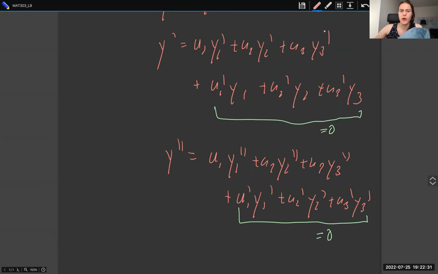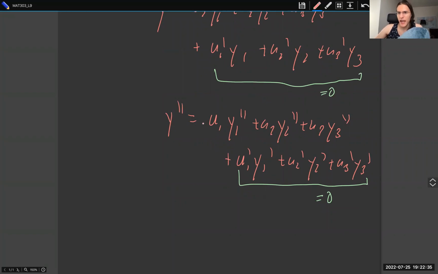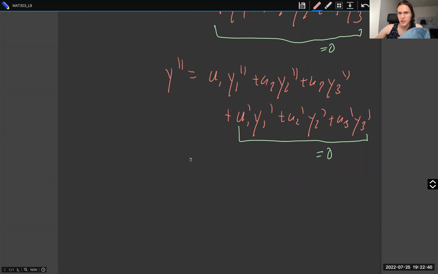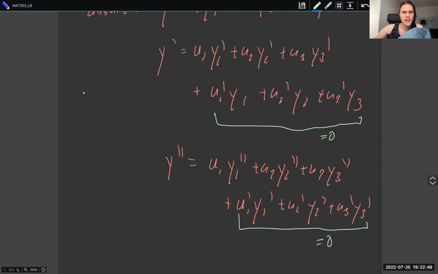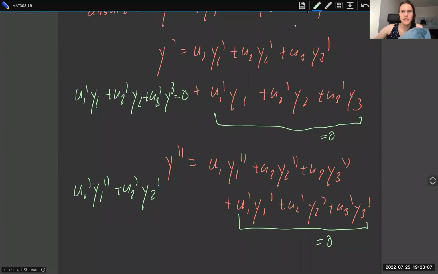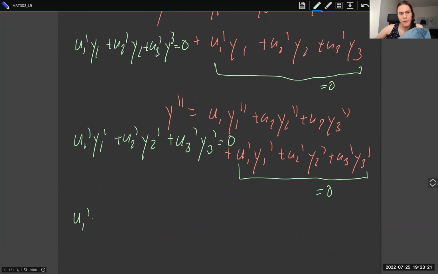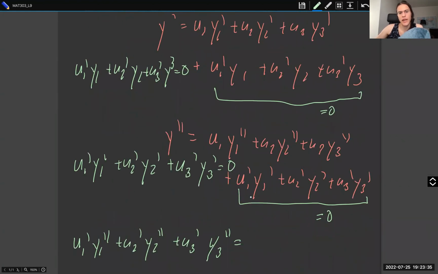And then the same thing is going to happen as before. When we calculate y triple prime, we don't get any equations. However, when we rearrange it, we're going to get the last equation. So here are our equations. Our equations are that u1 prime y1 plus u2 prime y2 plus u3 prime y3 is equal to 0. Then we get u1 prime y1 prime plus u2 prime y2 prime, sorry, single prime, plus u3 prime y3 prime is equal to 0. And then the last equation, as before, is that u1 prime y1 prime prime plus u2 prime y2 prime prime plus u3 prime y3 prime prime is equal to the inhomogeneous part, so k of x.